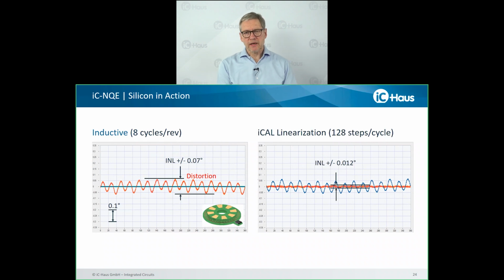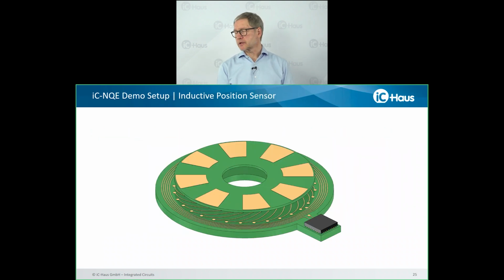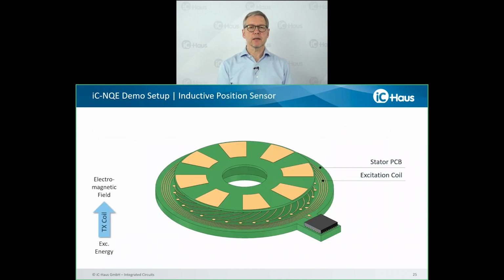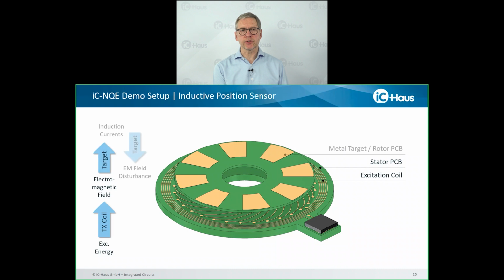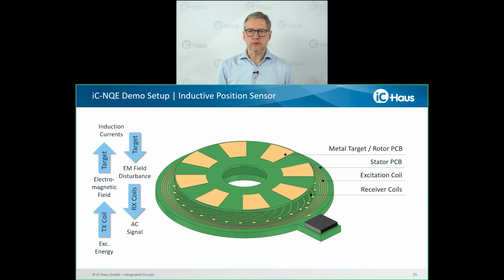Now inductive, I'm passing it over. We will see it live, but let me explain how it is working. We have a PCB-based coil providing some energy, and then there is a rotor, a metal target, which introduces a field disturbance. And this field disturbance is sensed by receiver coils. So finally, you get amplitude modulated high-frequency signals, and that needs a demodulation IC.